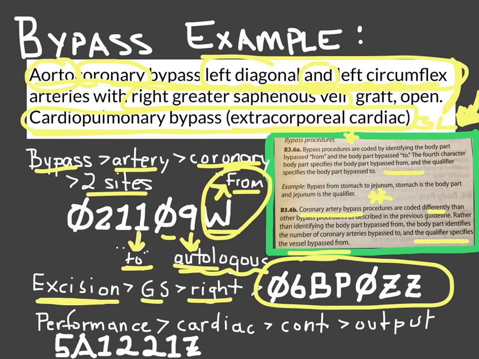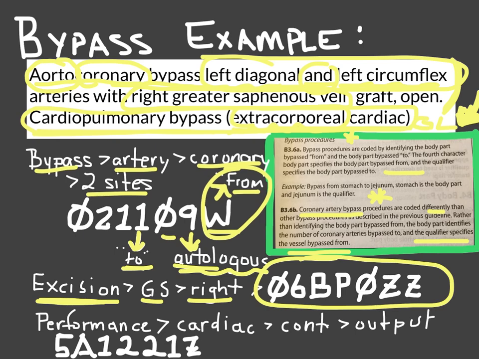And then we still have this last sentence here, cardiopulmonary bypass, extracorporeal cardiac. So this means, we've talked about this a few times, extracorporeal, outside of the body. So basically they're telling you that they're hooking this patient up to the heart-lung machine. They're saying, hey, we had this machine outside of the body taking over the function of the heart and the lungs while we were performing this artery bypass procedure.